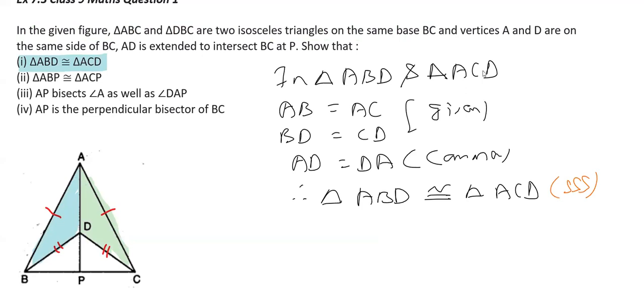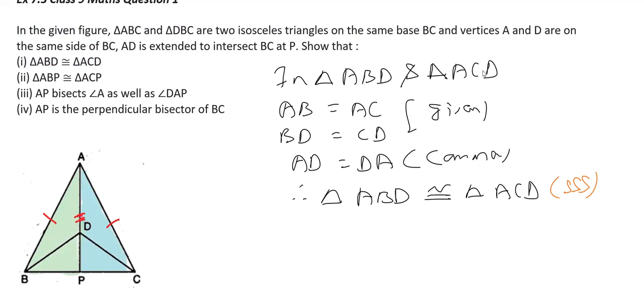Once the triangles become congruent, let's find out what they're asking in the second part. In this second part, we have to prove triangle ABD, this one, congruent to the other one, this one. These two triangles we have to prove congruent. When you try to prove these two triangles, you have this information, and AP being common, then the third piece of information will be missing.